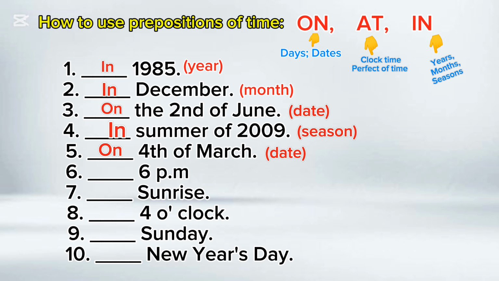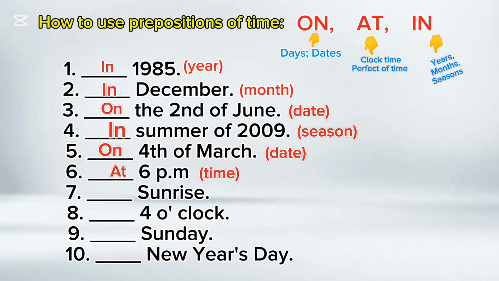Let's move on to number 6, blank 6 p.m. What does this refer to? Of course, it refers to time. So, number 6, at 6 p.m.